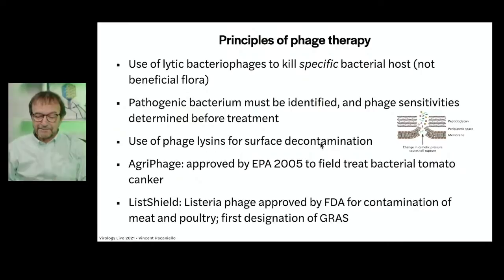Now, Agriphage is a phage approved by the EPA in 2005 to treat bacterial tomato canker in the field, a disease of tomato caused by bacteria. And ListShield is a phage of Listeria, the bacteria Listeria, which cause foodborne illnesses, severe foodborne illnesses. It's been approved by the FDA for treating meat and poultry. It's not for giving to people, but we treat the meat to decontaminate it because Listeria can often contaminate these products before we get them. And this was the first designation of phage therapy as GRAS, generally regarded as safe.